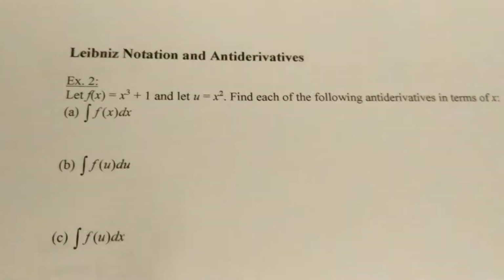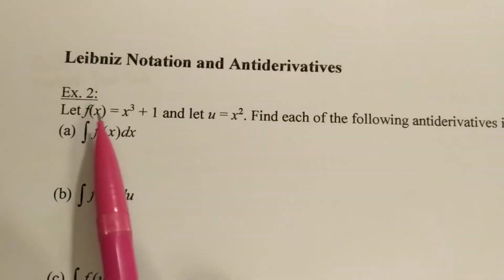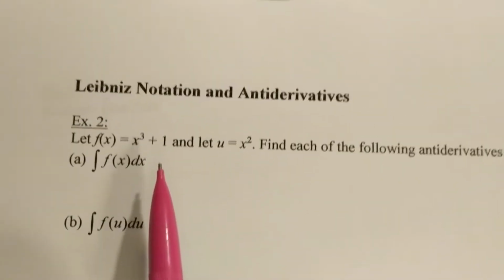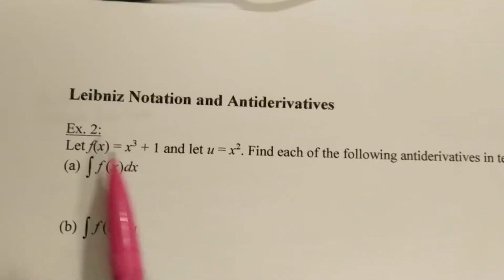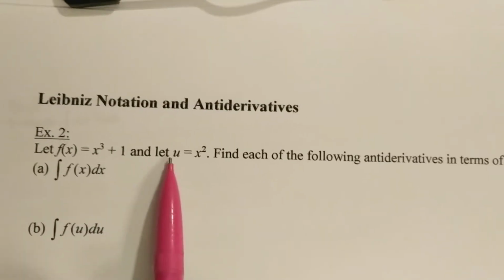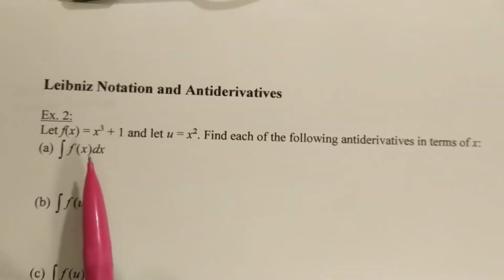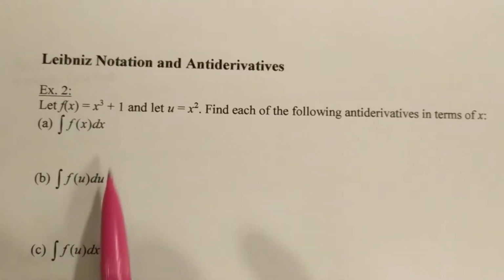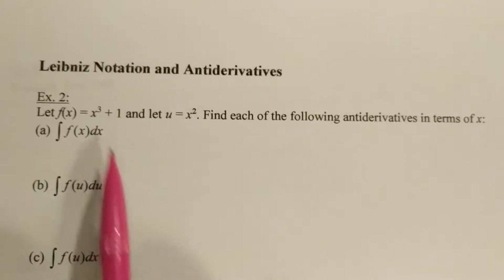All right, so Leibniz came up with his own notation. He's the one that does the f of x notation. Newton was the one who did the du or dy dx notation. So we've got this function x cubed plus 1, and then we've got a u function of x squared. And I want you to notice these 3 functions. They're very different. The first one has f of x and dx.